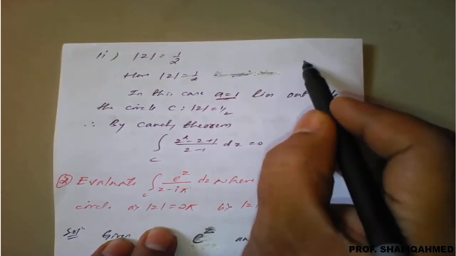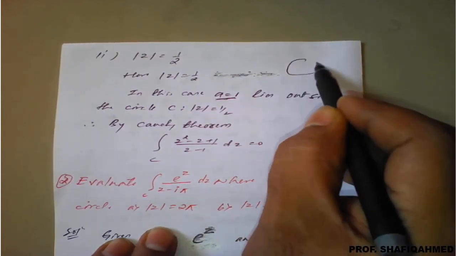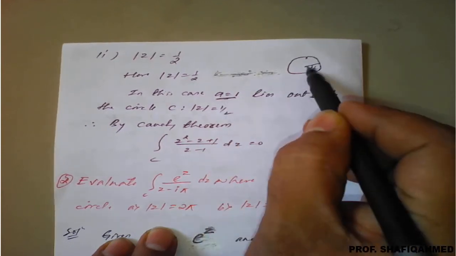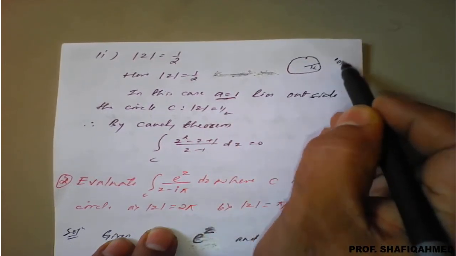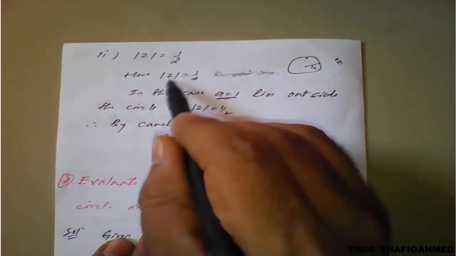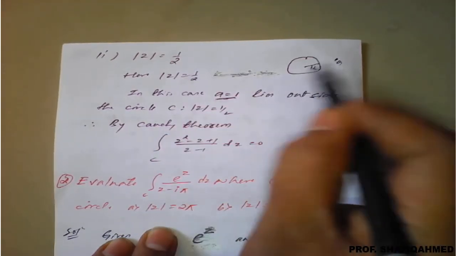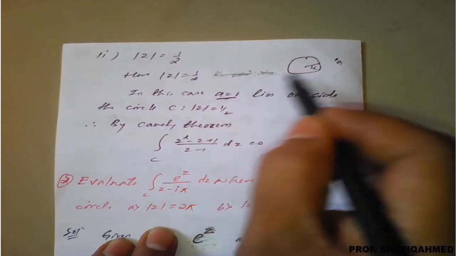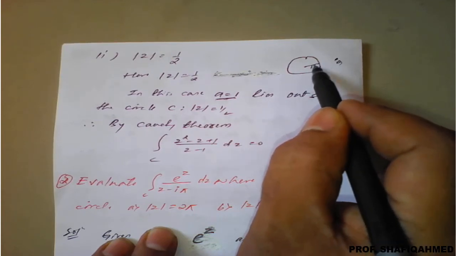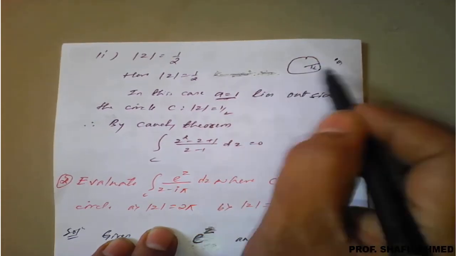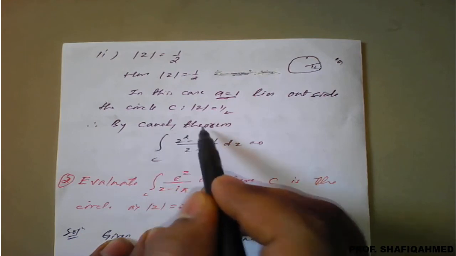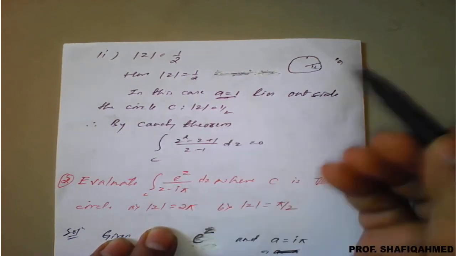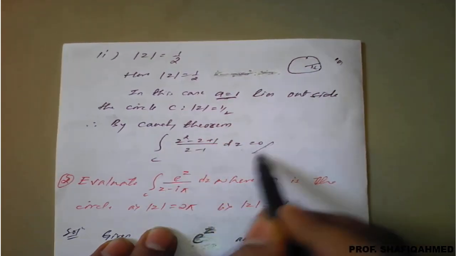I will draw one curve of radius 1 by 2, and a is equal to 1. From here a is somewhere here, a equal to 1 means this is the given circle, that is mod z equal to 1 by 2, and our point a equal to 1 is outside. In the previous case a equal to 1 was inside, but here it is outside. If it is outside, we always have to use Cauchy's theorem, not Cauchy's integral formula. So by Cauchy's theorem, if it is outside, we directly claim that it is equal to 0.